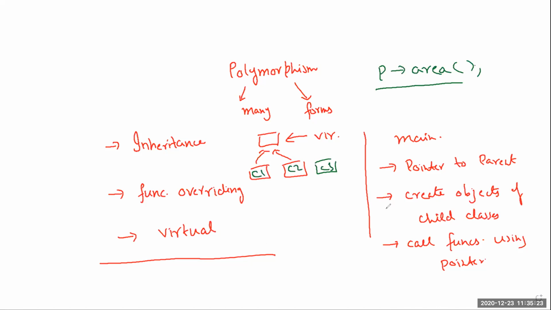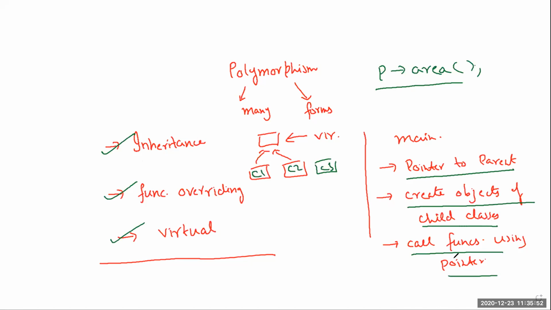These are the key ingredients that you need when you are doing polymorphism. You need inheritance, a parent class and a few child classes. You need function overriding. Whatever function you are overriding, you make it virtual only in the parent class, not in the child class. In the main, you always take a pointer to the parent class, you create objects of the child classes, and then you call functions through pointers. So this was basically the whole idea.